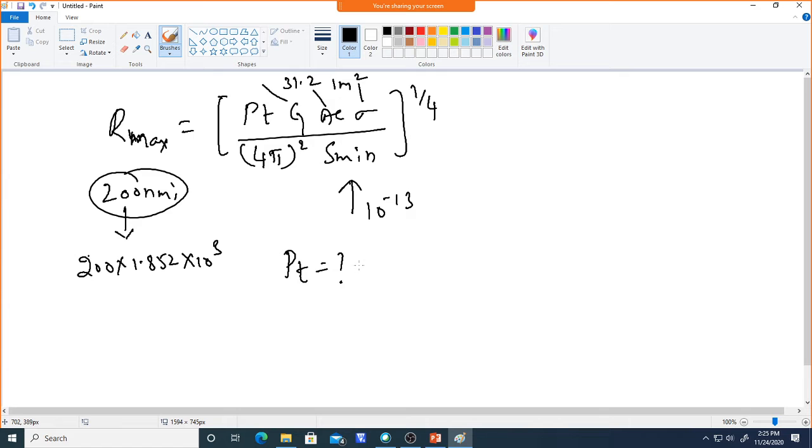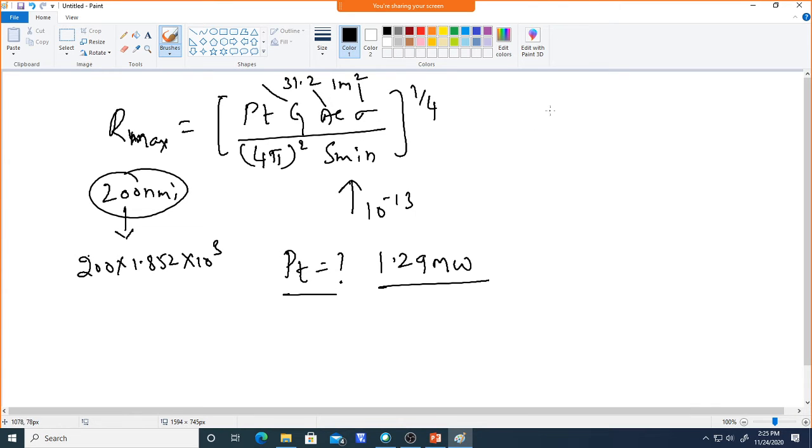1.29 megawatt. Okay, check it once. Any other answer coming? Has anybody calculated? Same is coming? Okay, so this is the transmitter power.